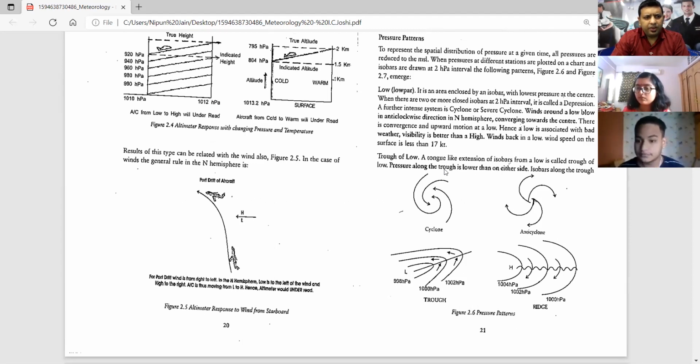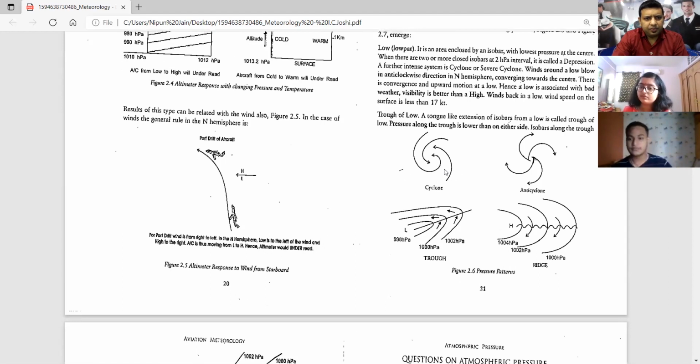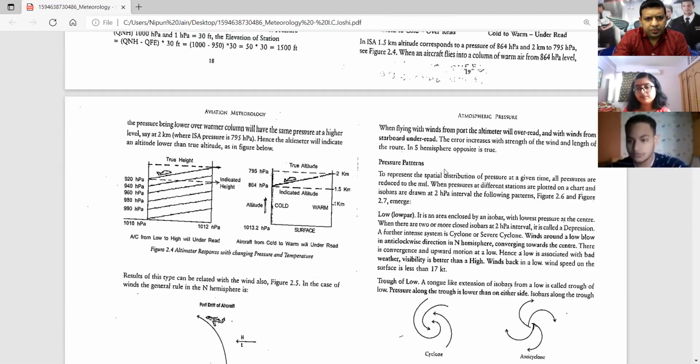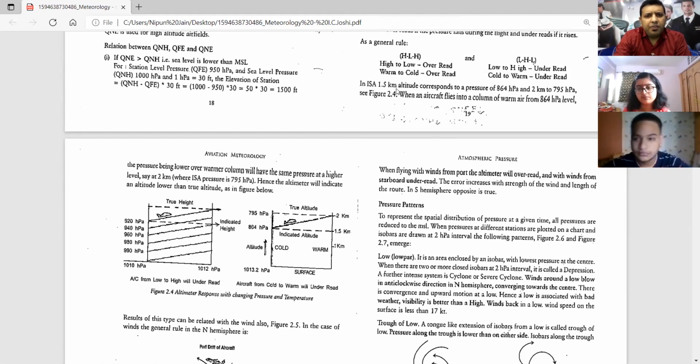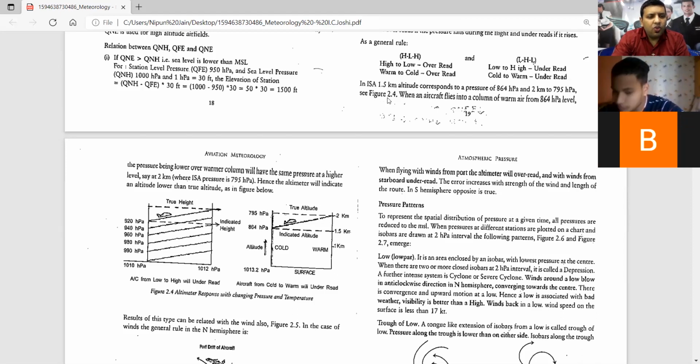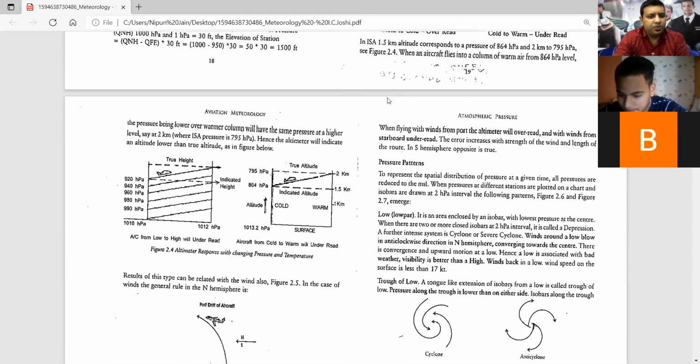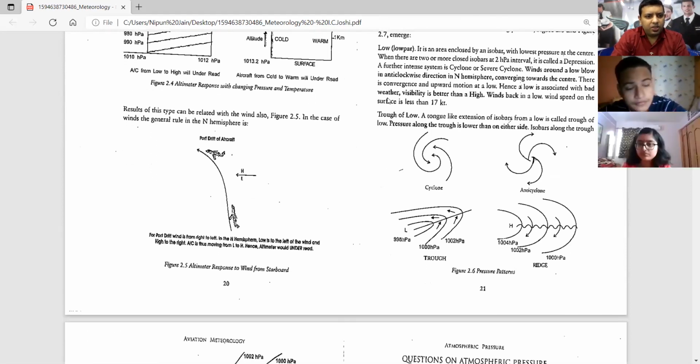Now see this diagram. Try to understand this diagram. In ISA, 1.5 kilometer altitude corresponds to a pressure of 864 hectopascals and 2 kilometers to 795 hectopascals, seen in figure 2.4 above. When the aircraft flies into a column of warm air from 864 hectopascal level, the pressure being lower over the warmer column will have the same pressure at a higher level, say at 2 kilometers. Hence, the altimeter will indicate an altitude lower than the true altitude. This will confuse you. Just stick to what I have taught you yesterday. Don't worry about what they say in the book.